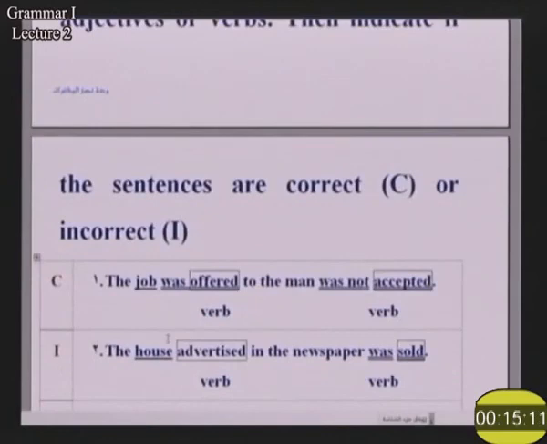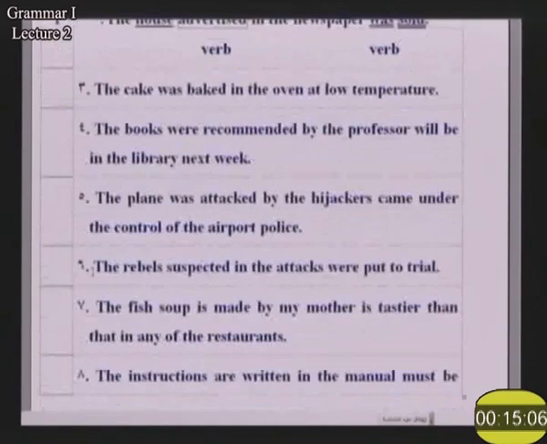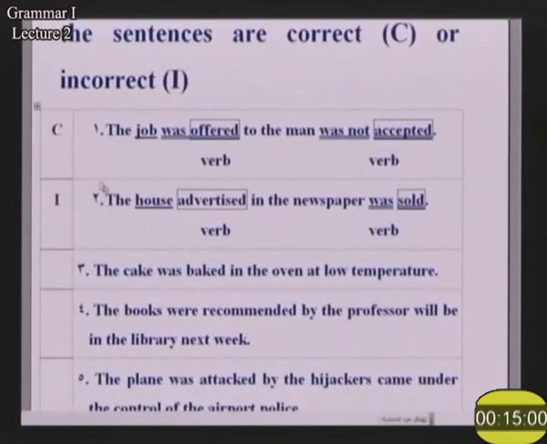نشوف الجمل اللي جاية دي. I don't know why they are in this font, but never mind. The job was offered to the man was not accepted. طيب. The job verb subject was offered على بعضها كده ممكن تبقى verb. Offered دي past participle و accepted past participle. Was not accepted دي برضو ممكن تبقى verb. Right? طيب. The job was offered to the man was not accepted.